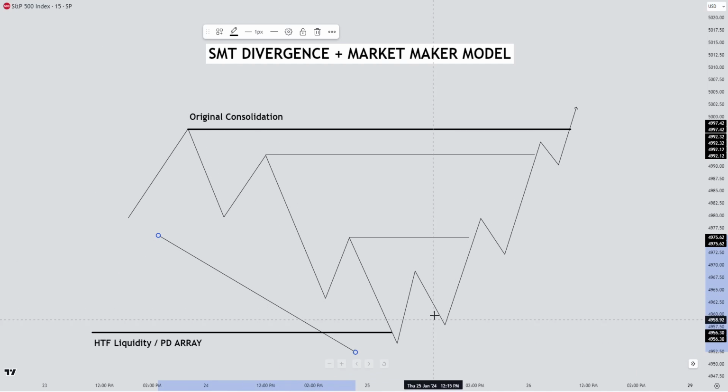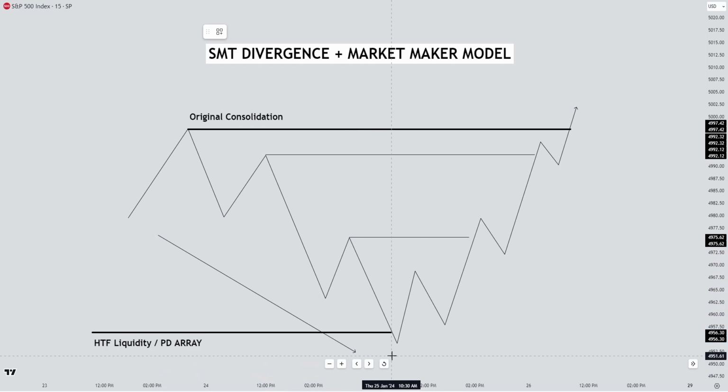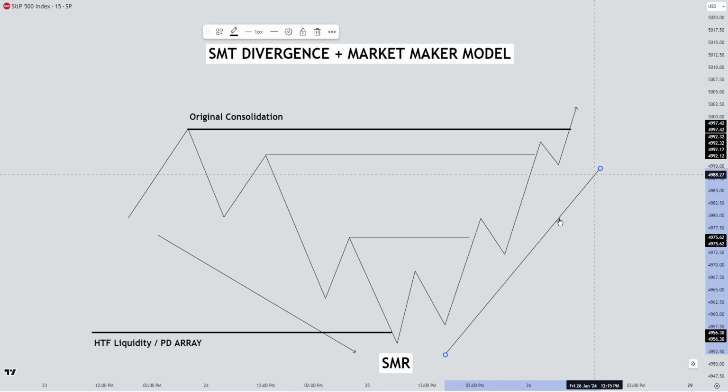Once it creates this reversal point, you look for that reversal point at a higher time frame level of liquidity / a key PD array. That is categorized as the smart money reversal. So we have the SMR. That's what I'll just label it as. After that SMR comes in, you look for price to go to the buy side of the curve. And what's going to be the targets on the buy side of the curve?